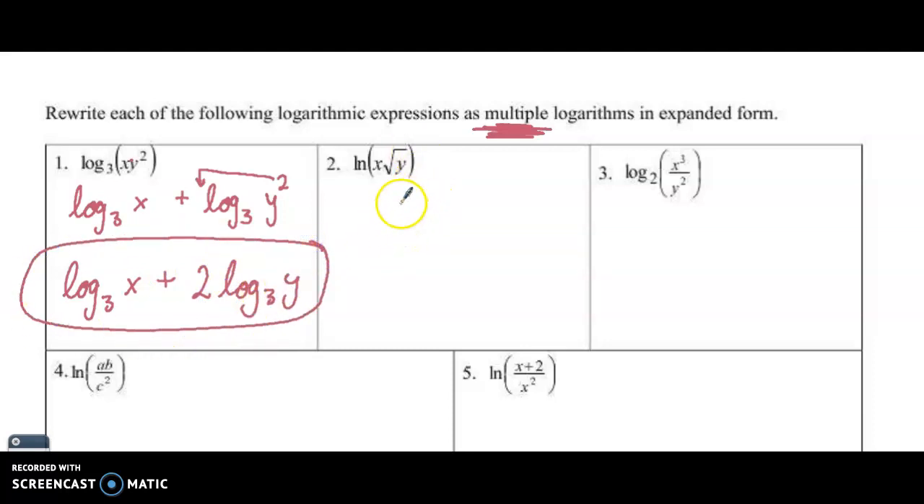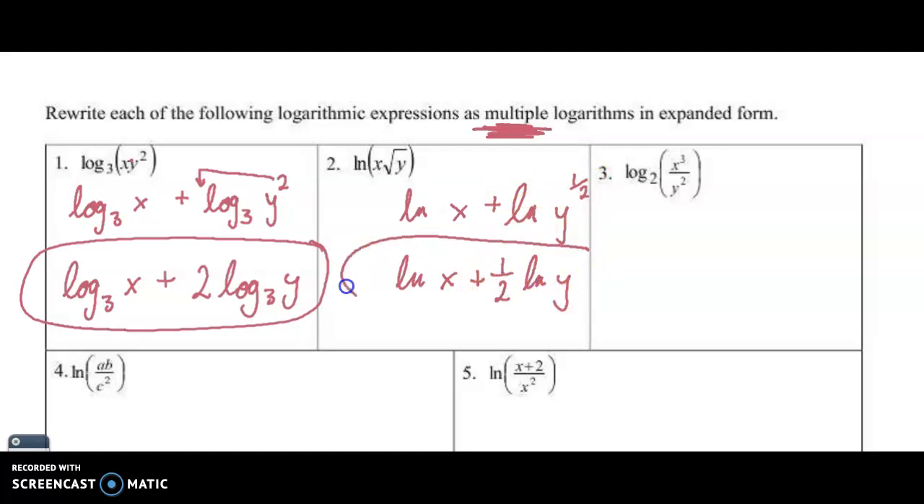So maybe the next one, just your first step might be saying, okay, well, it's multiplication, so addition. And while we're at it, you might as well rewrite the square root as to the 1/2 power. Okay, that's an important skill to know. And now we can move that 1/2 power in front. There you go. This one's just a little different.